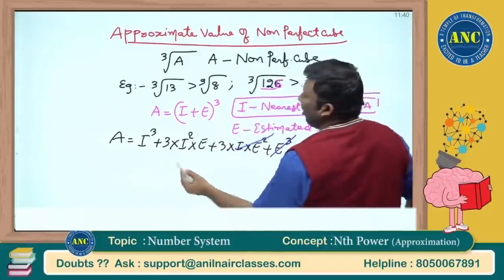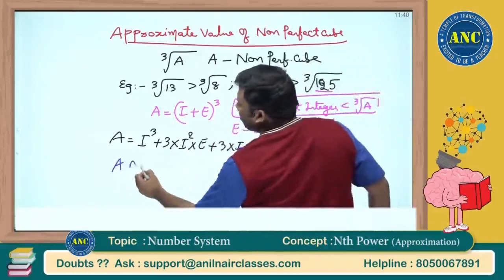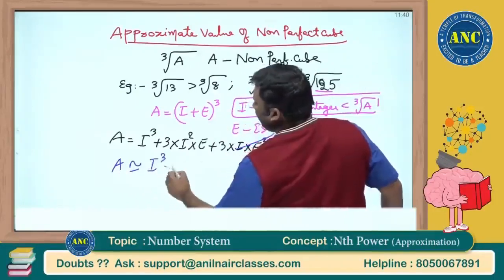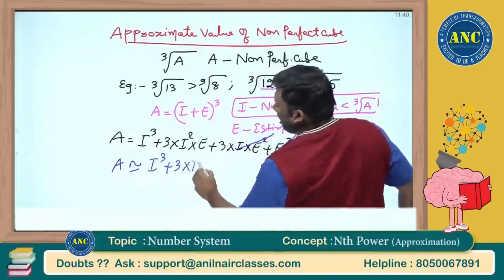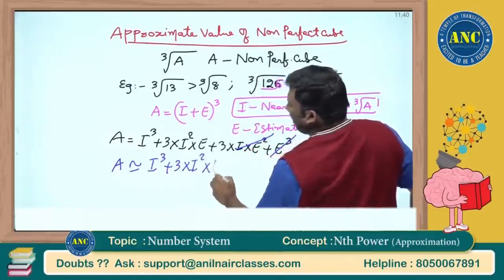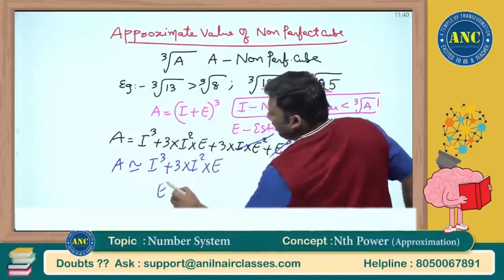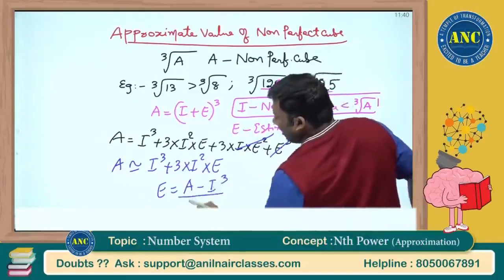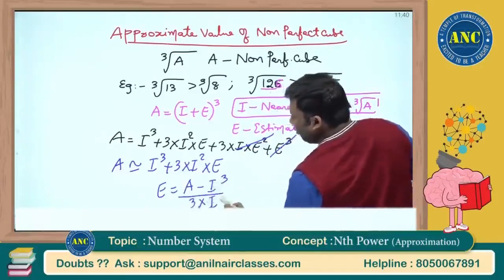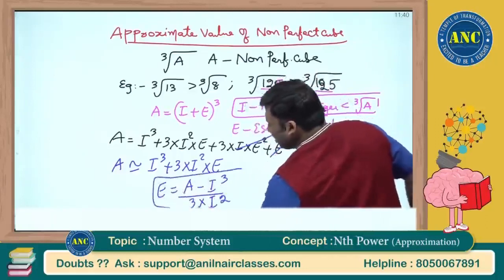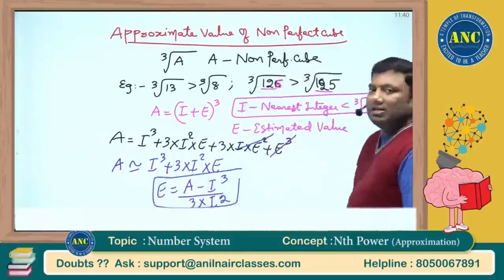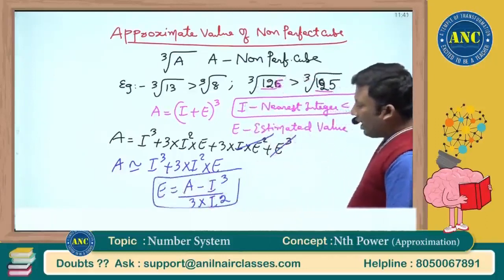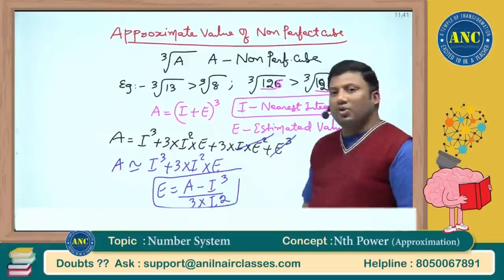These are all very small values. So I can approximate by taking the first two terms: I cube plus 3I square into E. So E is nothing but A minus I cube divided by 3 into I square. I hope the concept is clear.